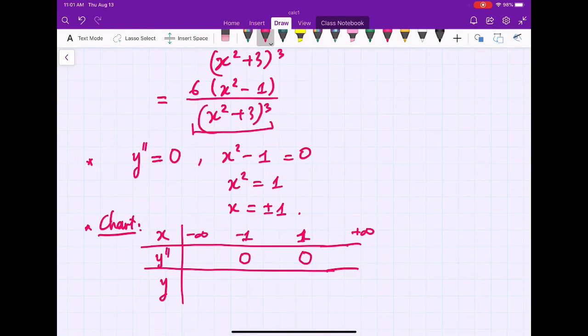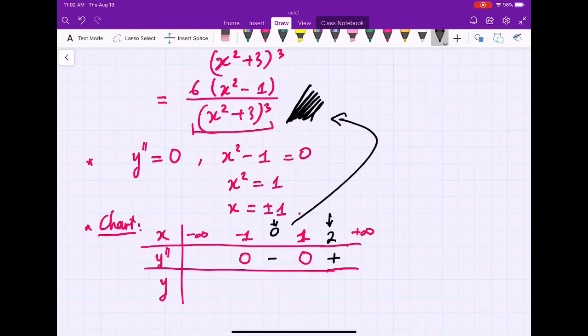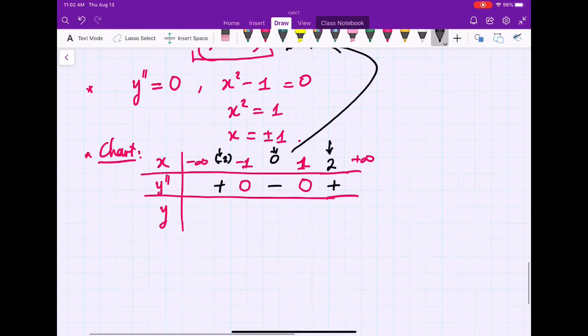Now I pick 1 point from each interval. For example, here I pick 2. I plug 2 into the second derivative. I see, yeah, in this case we have positive, right? And then from here I can pick 0. I plug 0 into the second derivative. I get negative. In here I can pick negative 2. Okay, I plug negative 2 into that. I get positive. So on this interval, the function is convex.